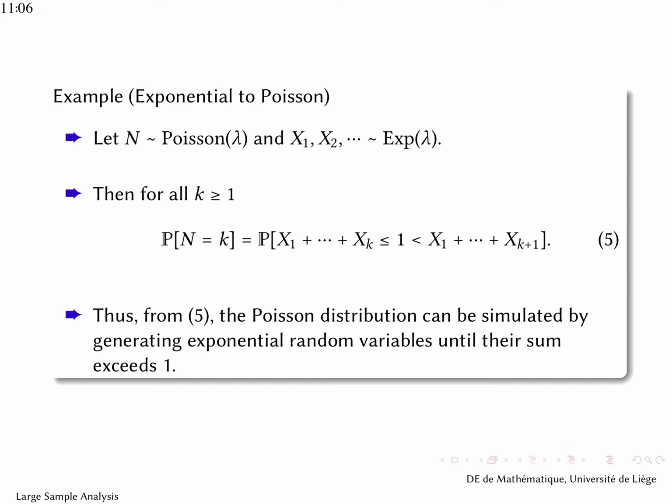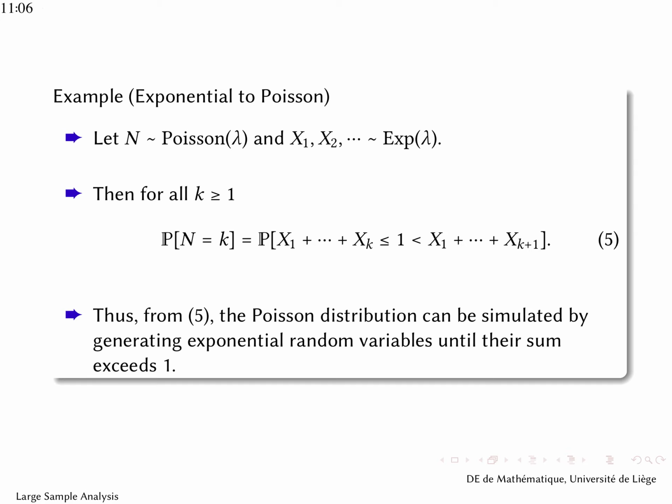For n, a discrete variable following a Poisson distribution with parameter lambda, and x1, x2, x3 and so on are all exponentially distributed with the same parameter lambda, then it is possible to prove that the probability that n is equal to k, so the probability that my Poisson variable has an outcome k, is the same as the probability that a sum of k exponentially distributed random variables is smaller than 1, but the sum of k plus 1 of those variables is larger than 1.